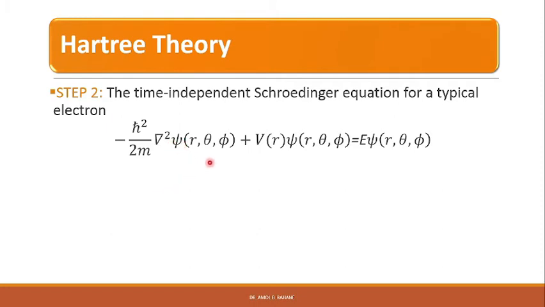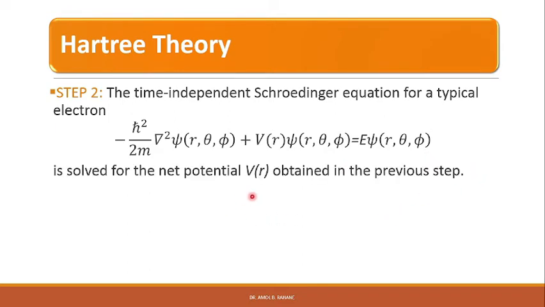So in the second step, the time independent Schrodinger equation for a typical electron, that is, minus h bar squared upon 2m del squared psi of r, theta, phi plus V of R psi of r, theta, phi equal to E psi of r, theta, phi, is solved for the net potential V of R obtained in the previous step. In the previous step we guessed the V of R, that means we started with some net potential V of R. In the second step we solve the Schrodinger equation for this net potential. However, it is not easy to do this calculation because the radial part of the equation must be solved by numerical integration, since V of R is a complicated function.